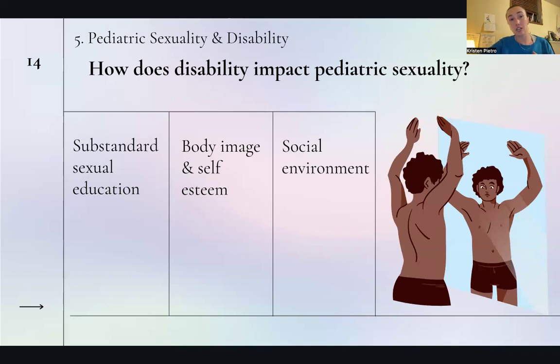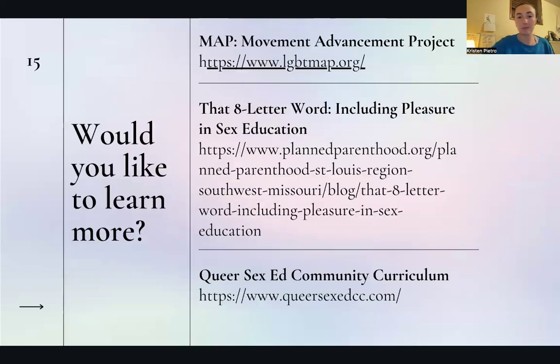This, combined with physical challenges affecting body image and self-esteem, leaves youth with disabilities without the resources needed to navigate sexuality. Social exclusion, lack of support, and inadequate accommodations can all further contribute to isolation, low self-esteem, and difficulty forming relationships. So to address these challenges, it's essential to create inclusive, supportive environments with comprehensive, accessible sex education and resources that really respect the sexual autonomy of youth with disabilities.